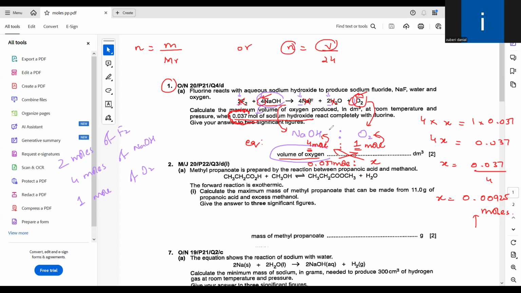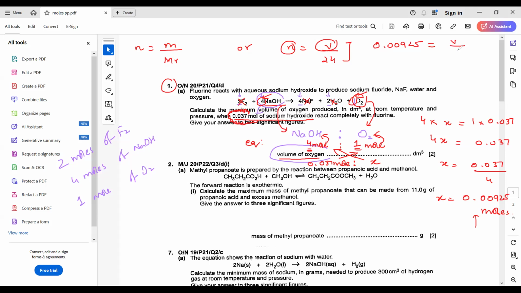I need volume. So I can use this formula. 0.00925 is equal to volume upon 24. So we can just bring it here, multiply it, and then we are going to get volume. And that volume comes out to be 0.222. Do you guys get this?